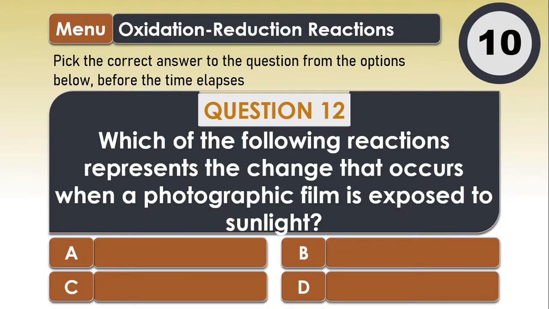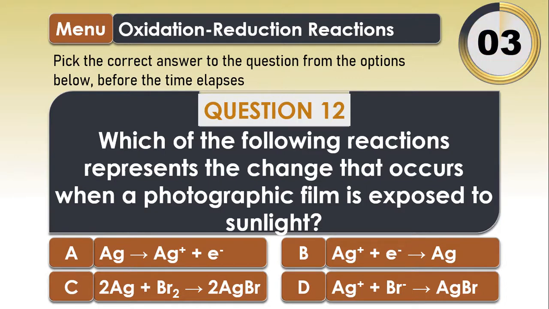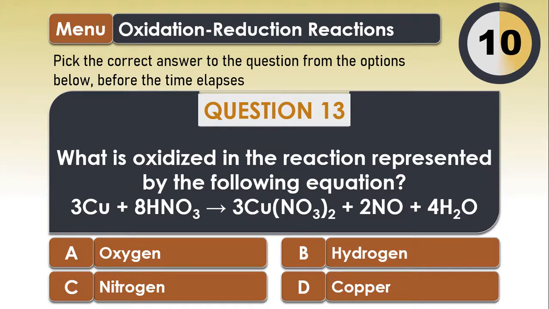Question 12. Which of the following reactions represents the change that occurs when a photographic film is exposed to sunlight? A, B, C, and D. Question 13. What is oxidized in the reaction represented by the following equation as shown on the screen? A. Oxygen, B. Hydrogen, C. Nitrogen, and D. Copper.